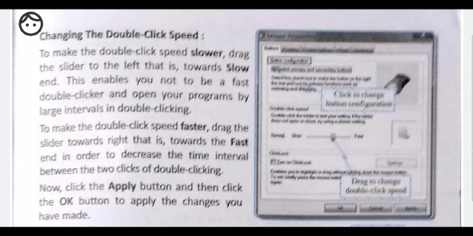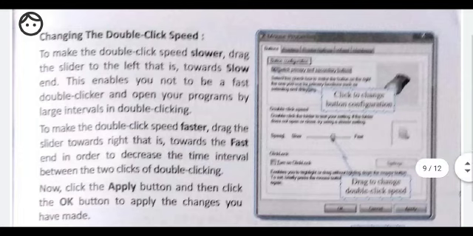When you move the slider to the left side, your double click speed will be slower, and if you move to the right side, your double click speed will be faster. After that, last, see OK, cancel and apply. So you will click on apply and then OK button. Then your double click speed will be changed. Left side it will make slow, right side it will make fast.